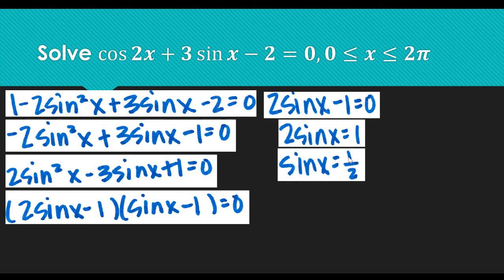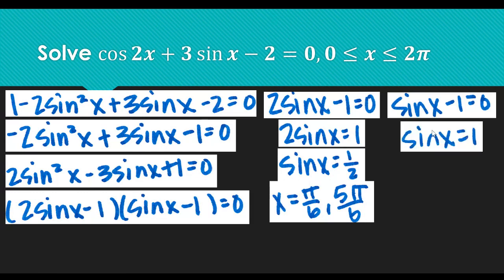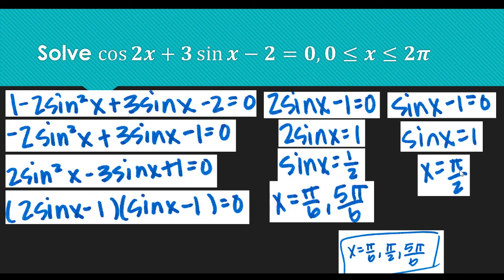Sine x equals 1/2. So where on the unit circle do we have sine values, y values of positive 1/2? At pi over 6 and 5 pi over 6. Sine of x minus 1 equals 0. Add 1. So where on the unit circle do we have sines, y values that equal 1? The only time that happens is at pi over 2. So we have 3 answers on this guy. Pi over 6, pi over 2, and 5 pi over 6.